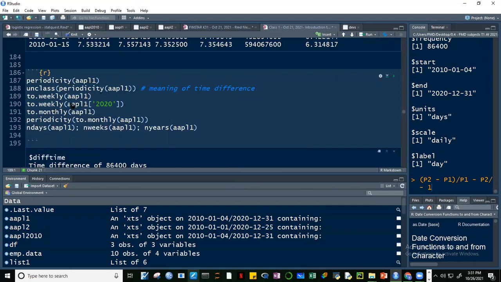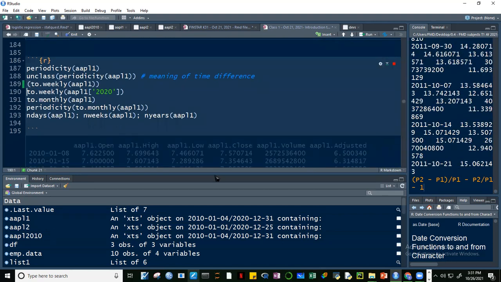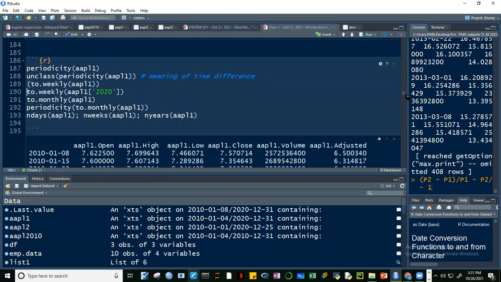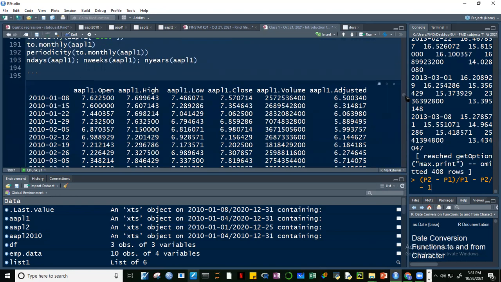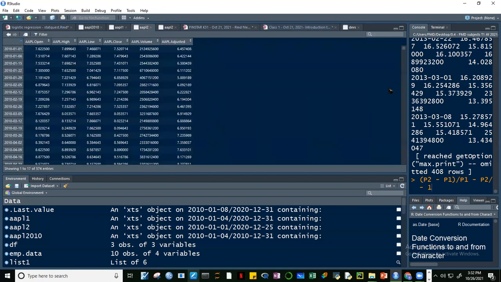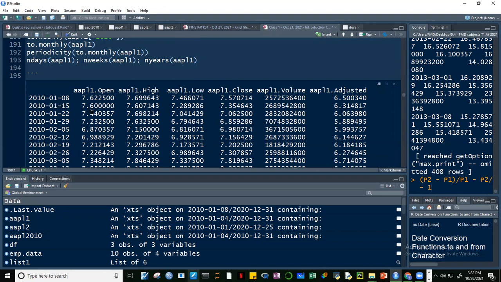Now how about this, to weekly? If we want to convert Apple to weekly, what happens? So let's put here a parenthesis, to weekly Apple 1. It will generate now the periodicity equal to weekly. Diba Apple 2 yun? 1, 8, 15, 22. Yeah, so 1, 8, 15, 22, the same. So another way to generate the weekly time series, weekly data, is using this.